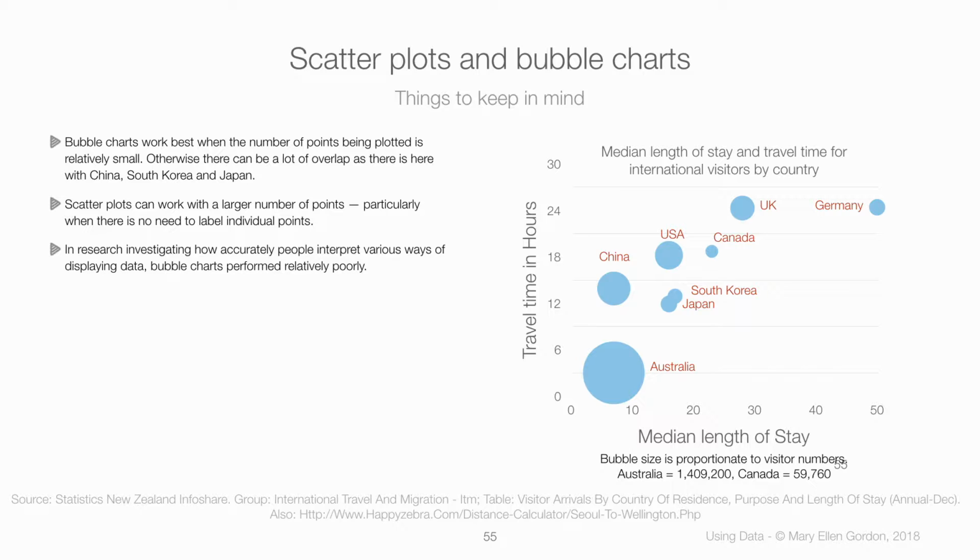If we were trying to show a much larger number of countries, then a scatter plot would be a better way to go, especially if what we were interested in is the overall pattern. For example, how strong is the association between travel time and hours and median length of stay, as opposed to being able to pick out specific countries as we can do here.